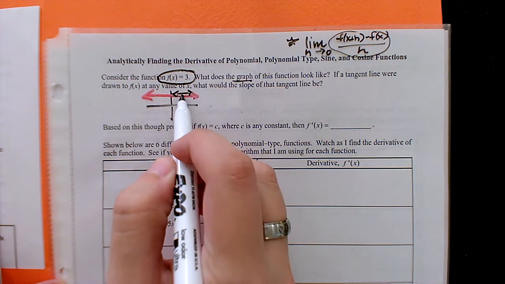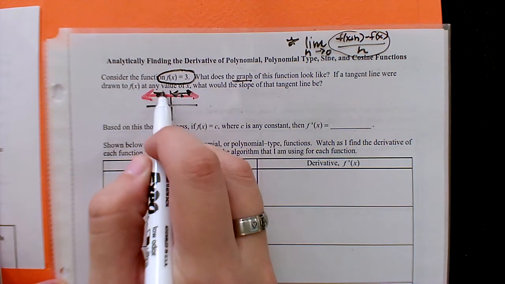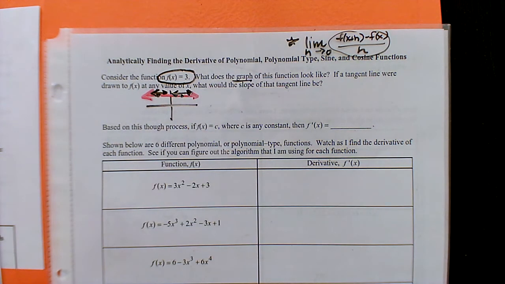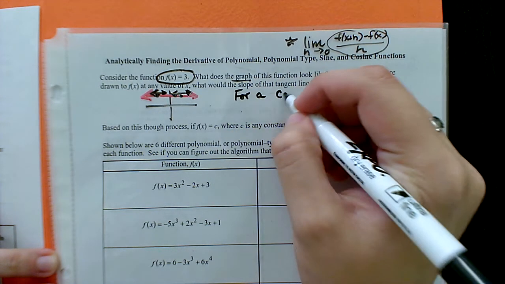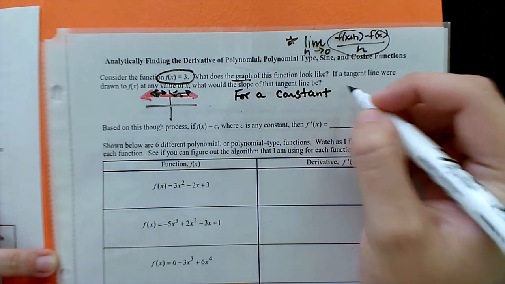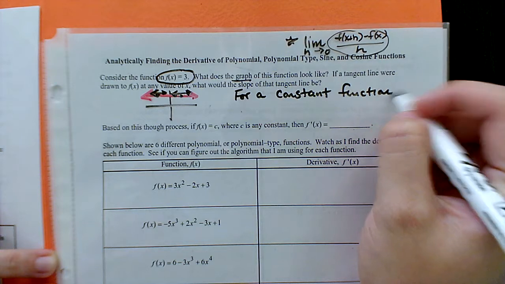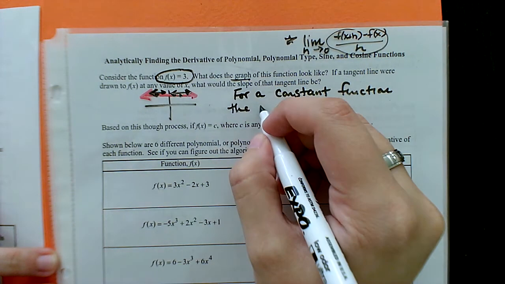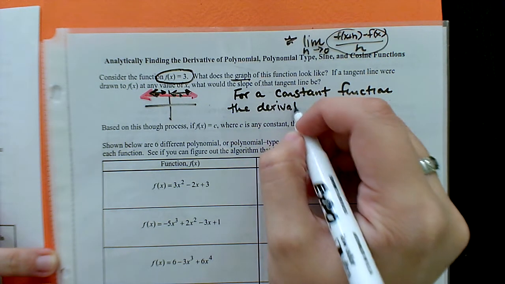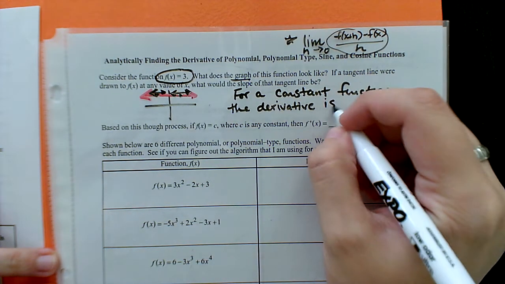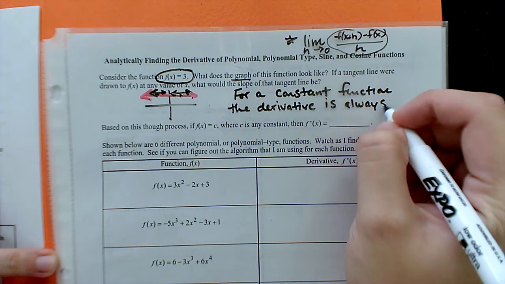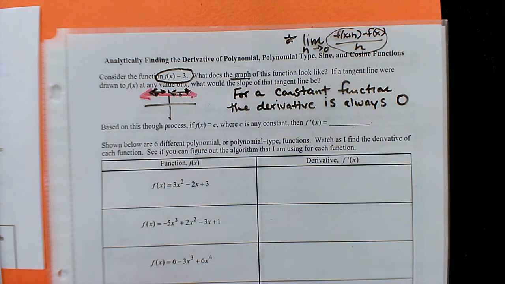That's a big idea. But if I were to draw a tangent line at any point on this constant function, what would the slope of those tangent lines be? The slope of a flat line? Yeah. 0. Okay, so we can say for a constant function, the derivative, aka slope at any tangent point, is always 0.